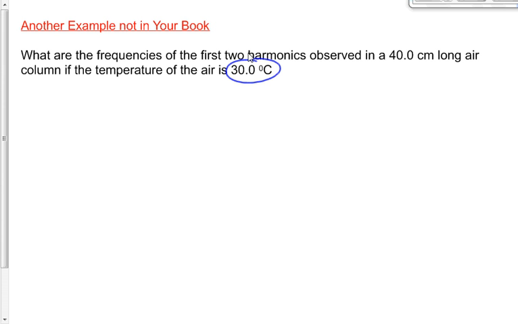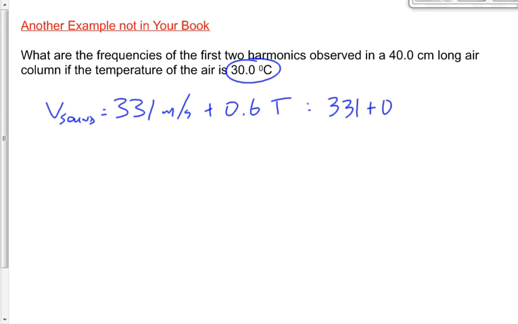In air, the speed of sound is 331 meters per second plus 0.6 times the temperature in degrees Celsius. So that'll give us the speed of sound. 331 plus 0.6 times 30 gives me 349 meters per second. That's the only reason we're given the temperature, is to find the speed of sound. That only works in air. Okay, if you got a guitar string, you can't do this. This equation works if you're dealing with air at standard pressure.